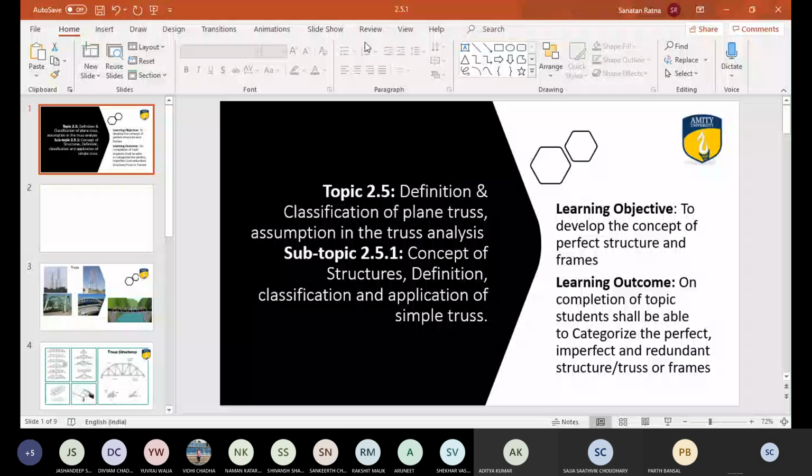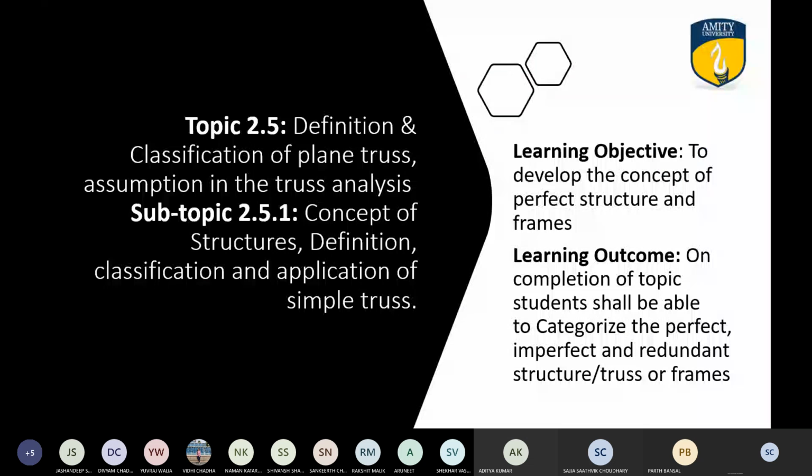Are you all able to see this slide? Yes, sir. Topic 2.5, subtopic 2.5. Okay, now my question to you is, have you heard of the word truss? This word truss, have you heard of it?